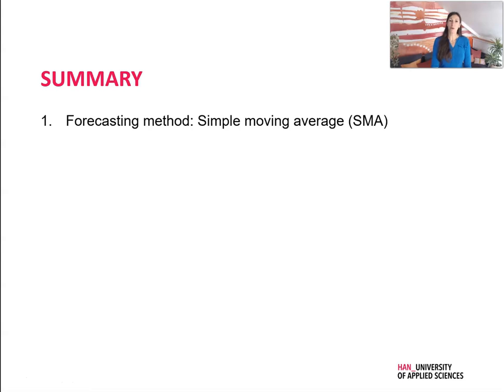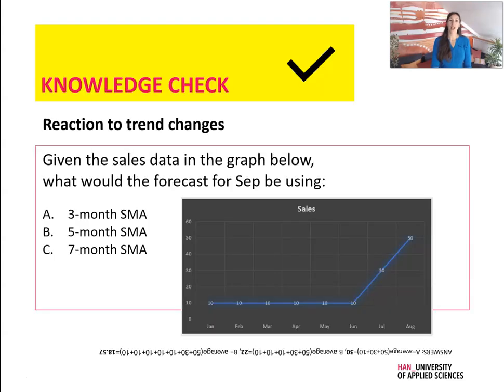For now, as a summary, we discussed the simple moving average method, and I'll leave you with 2 knowledge checks right now because you get 2 types of questions for any of the calculations, any of the formulas in this course. The first one is a very straightforward calculation question. Given the sales data in this graph below, for 6 months we sold 10 units, and then in July we sold 30, and then 50 in August. Using a 3-month simple moving average, what is the September forecast? What would the September forecast be if you use 5 months? And what if you had a 7-month moving average forecast?